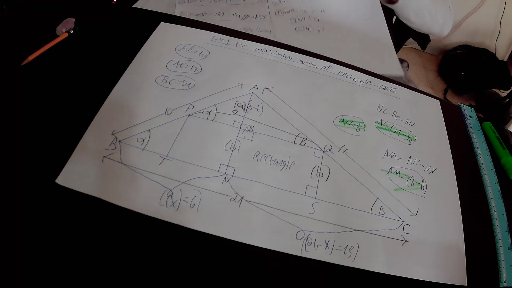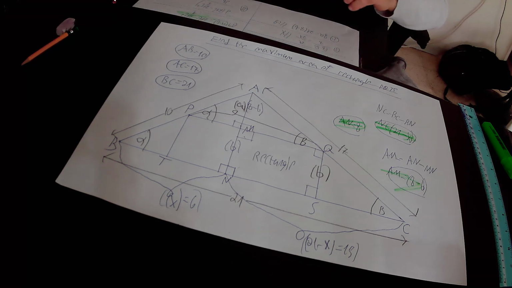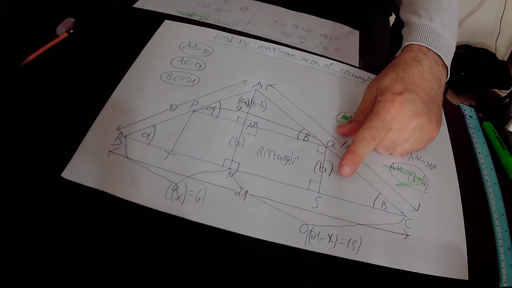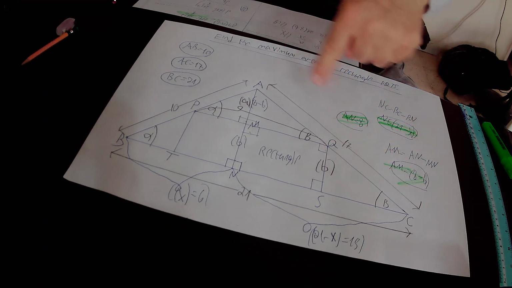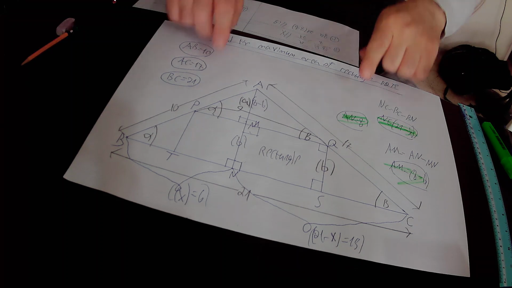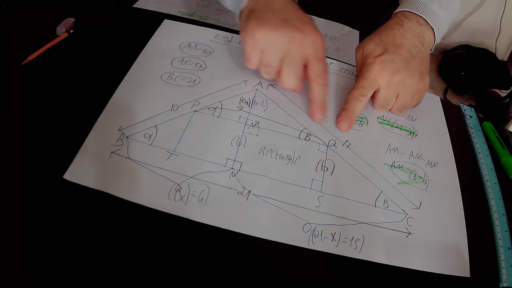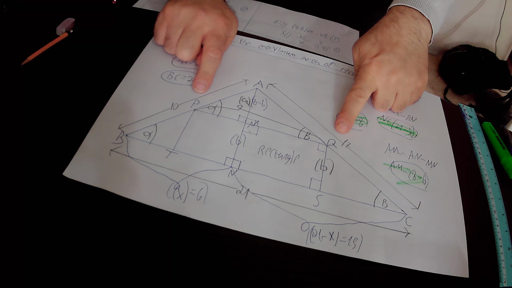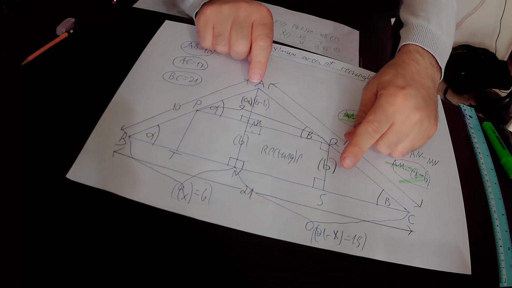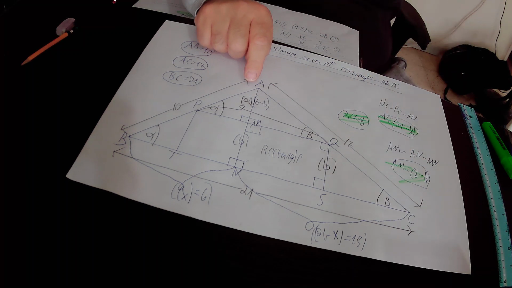In the next step, we define the width, that is QS, of the rectangle PQST as b, and we define the length PQ of this rectangle PQST as a. That is to say, PQ equals a according to our definition, and the width QS equals b also according to our definition.